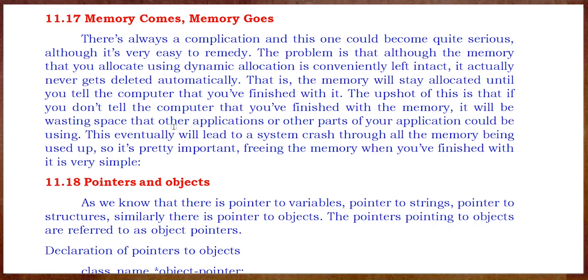So it becomes necessary that whenever the function finishes its task, it has to free the memory. If you do not do this, that is the problem we already discussed: memory comes and memory must go. We have to send it back. There is always complication, and this one could become quite serious, although it has a very easy remedy. The problem is that all the memory you allocate using dynamic memory allocation is conveniently left intact. It never gets deleted automatically.